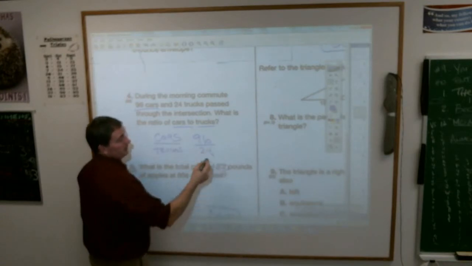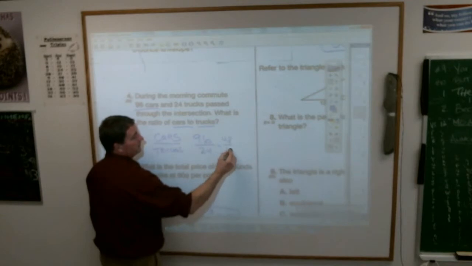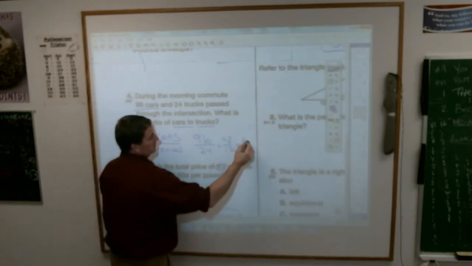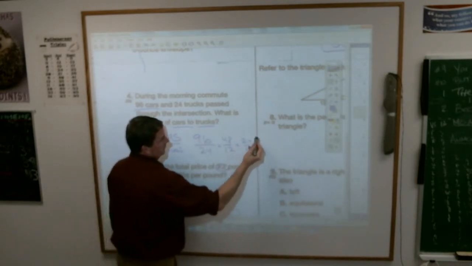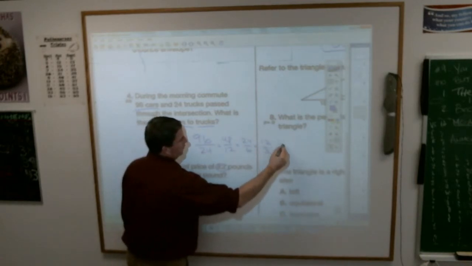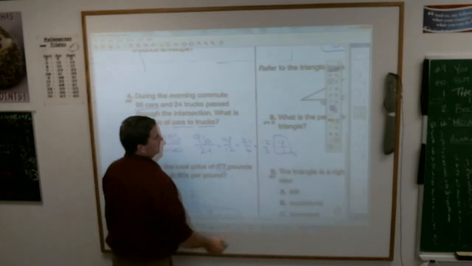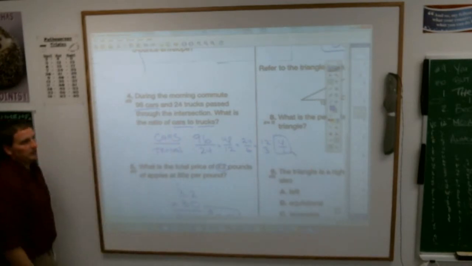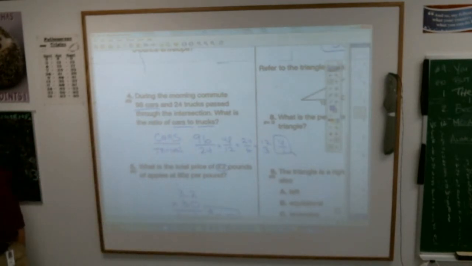And if you reduce that, well, if you cut them in half, you get 48 over 12. Cut it in half again, you get 24 over 6. Divide them both in half again, you get 12 over 3. Divide them both by 3, 4 over 1. Or divide them both by 24 right off the bat, but that's where 4 over 1 comes from.